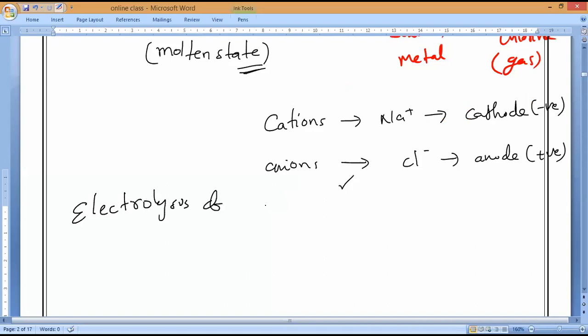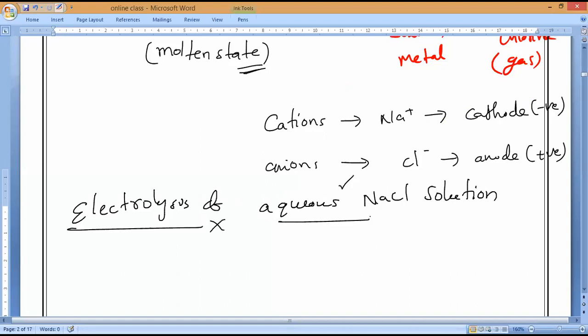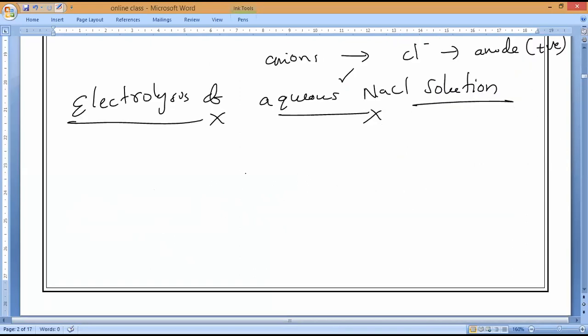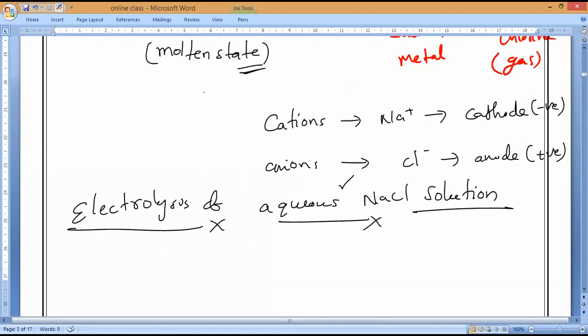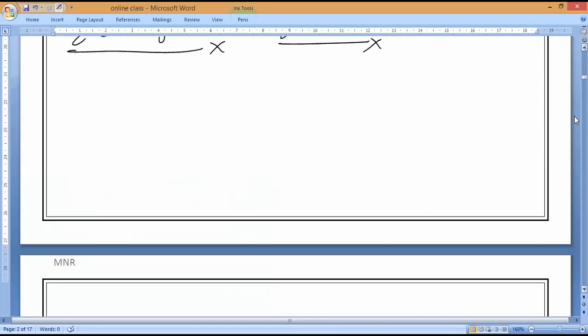Aqueous means it is dissolved in water. So this is the electrolysis of NaCl, but two types: one is molten state and the other is aqueous state. Both are in the form of liquid state only. So be very careful. For class 10, this is the important reaction, but for NTSE, we need this also.